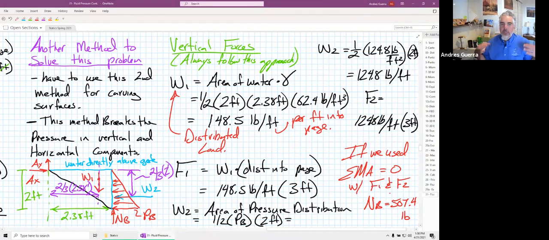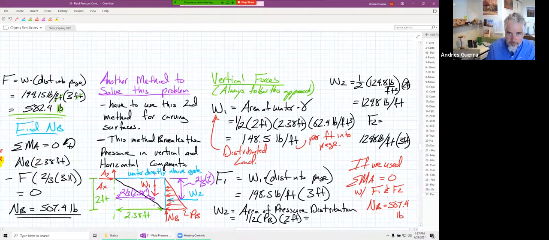It's just a matter of, do we take the pressure normal to the gate? If I have a linear sloping surface, I like to do our first approach. If it's a curving surface, remember we have to use the second approach or second method.